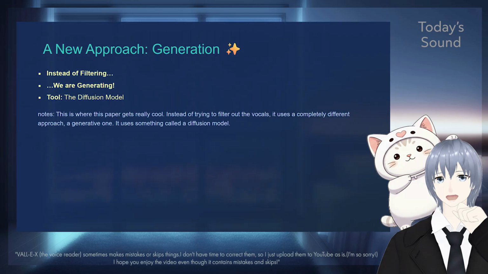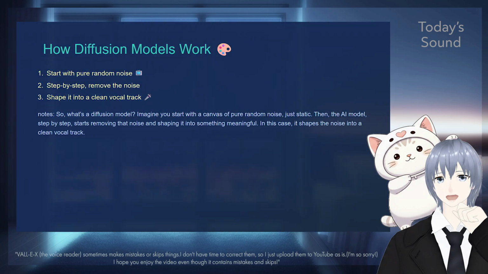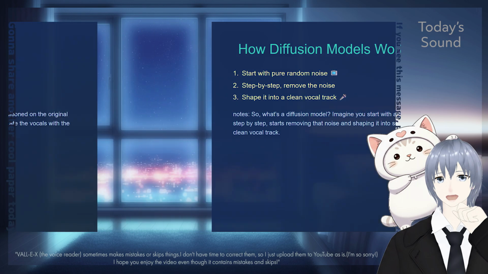This is where this paper gets really cool. Instead of trying to filter out the vocals, it uses a completely different, generative approach. It uses something called a diffusion model. So, what's a diffusion model? Imagine you start with a canvas of pure random noise, just static. Then the AI model, step by step, starts removing that noise and shaping it into something meaningful. In this case, it shapes the noise into a clean vocal track.